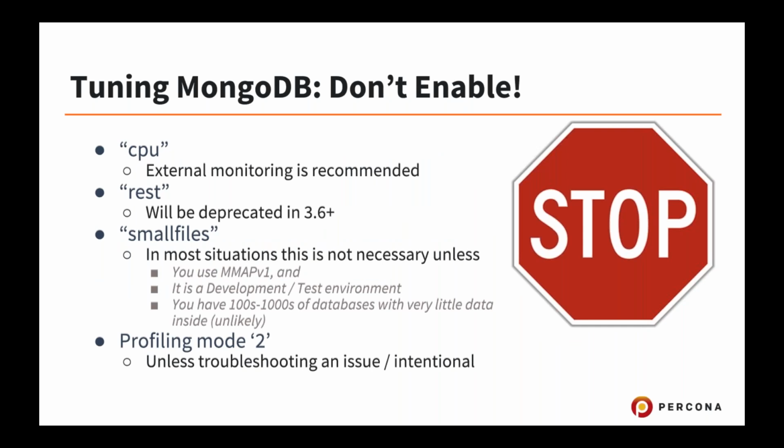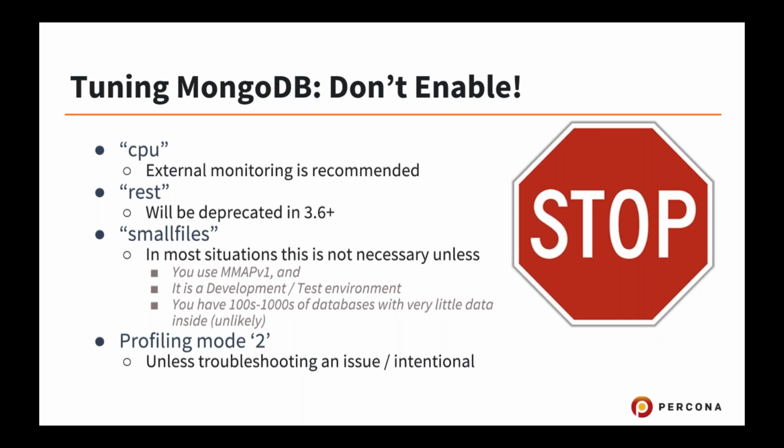So what not to enable is good to know. I don't recommend you enable the CPU profiling in Mongo. I'd rather have something like PMM or some kind of external monitoring worry about that kind of thing. The REST server, the HTTP server, will be deprecated soon, but I don't recommend it be enabled in case there are any security problems with it.